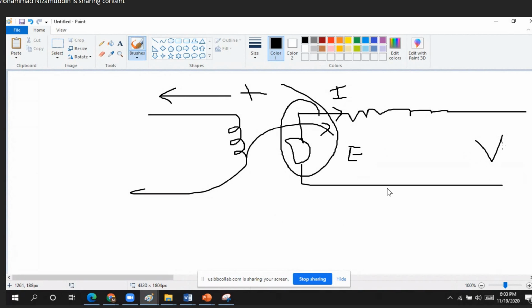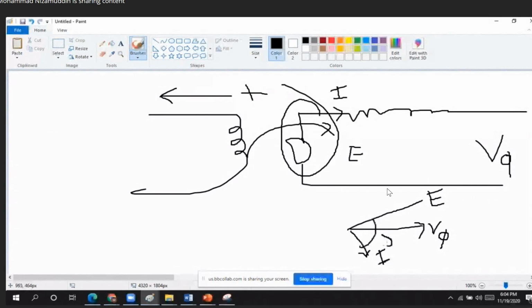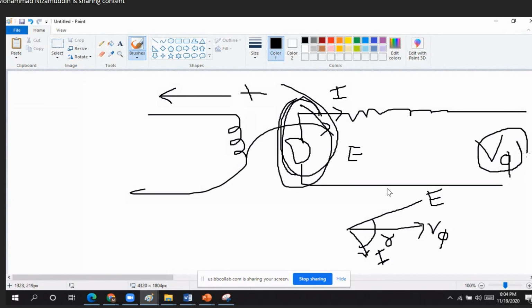So if you draw the V phase circuit, remember, this is not this, so you have to have an angle. So this is V phi, and this is E, and I is lagging, so the angle between E and I is gamma. So what is the power here? In the converted power or generator power, EI cosine of gamma is the power here. VI cosine of theta is here, the power output.